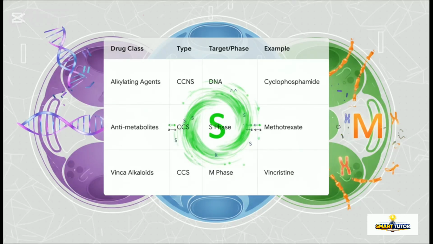Okay, so let's pull all this together for a second, because this is the crucial part. We have different weapons for different situations. Think of this as our little mind map. You've got your alkylating agents, which are nonspecific. They hit the DNA anytime. Then you have the anti-metabolites, which are specific. They target DNA production during the S phase. And finally, the vinca alkaloids, also specific, which stop the physical division process in the M phase. Different tools for different parts of the job.